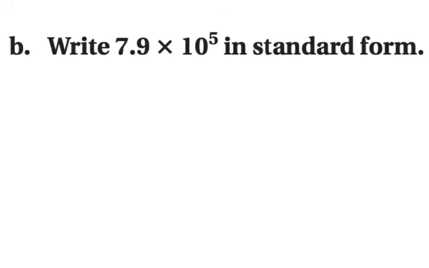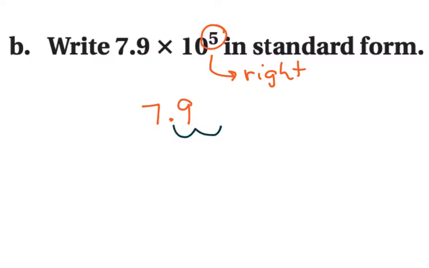So part B says write 7.9 times 10 to the 5th in standard form. So we start with our factor. We look at our exponent to know how many places we are going to move our decimal, and then decide if it's a positive or a negative, which is positive, and what direction that tells me to move, which is of course to the right. And then we go ahead and count 1, 2, 3, 4, and 5, meaning our decimal is now way over here to the right. Add in zeros in any gaps or missing places.